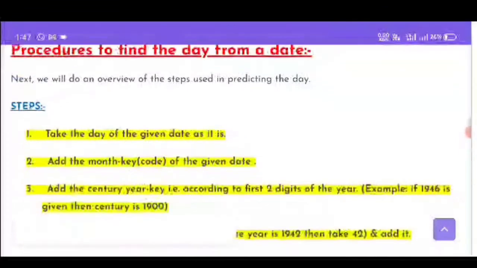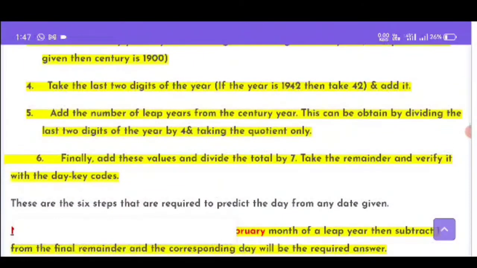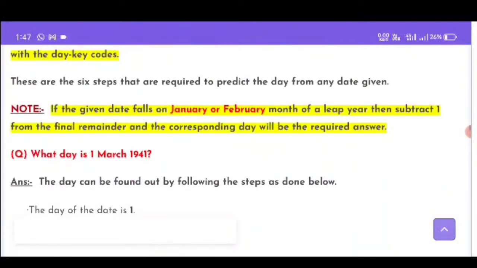Steps: take the day of the given date as it is, add the month key or code of the given date, according to whether it is a normal year or a leap year. Add the century year key, that is according to the first 2 digits of the year. Example, if 1946 is given, then the century is 1900. Take the last 2 digits of the year. If the year is 1942, then take 42 and add it. Add the number of leap years from the century part. This can be obtained by dividing the last 2 digits of the year by 4 and taking the quotient only. Finally, add these values and divide the total by 7. Take the remainder and verify it with the day key codes. These are the 6 steps that are required to predict the day from any given date.